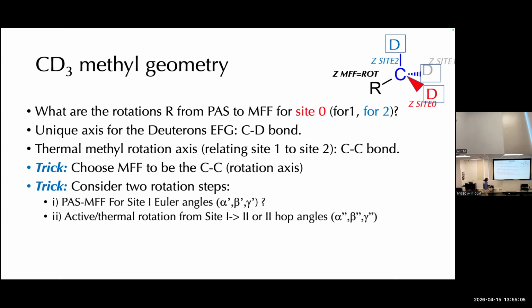If I have to go from PAS, site 0 here, to this, what do I need to do? How do I rotate that? I have to do all 3 of them, but let's just start with this one that I'm calling site 0. What are the Euler angles to get me from that being Z to that being Z? Just knowing what you know about molecular bonding.